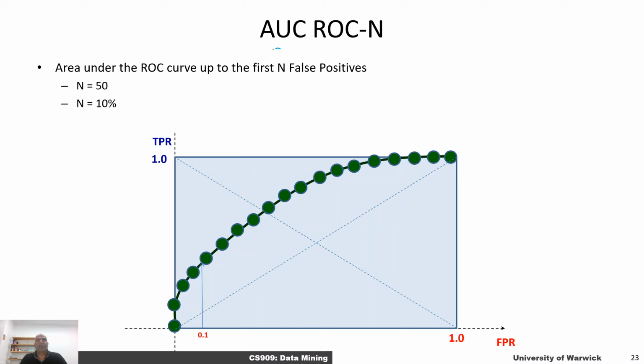There's another term that some people use. It's called AUC-ROC-N, or AUC-ROC, let's say 0.1, and that is the area under the ROC curve up to a given threshold of the false positive rate. So if we say that we want to calculate the AUC-ROC when the false positive rate is less than 10%, then what we are interested in is essentially this area over here, and we can calculate that. It's typically used in applications where we are interested in generating a ranking of examples.